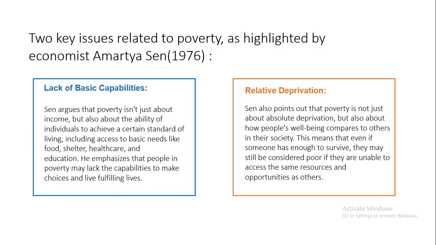Relative deprivation. Sen also points out that poverty is not just about absolute deprivation, but also about how people's well-being compares to others in their society. This means that even if someone has enough to survive, they may still be considered poor if they are unable to access the same resources and opportunities as others. So, these are the two key issues related to poverty.